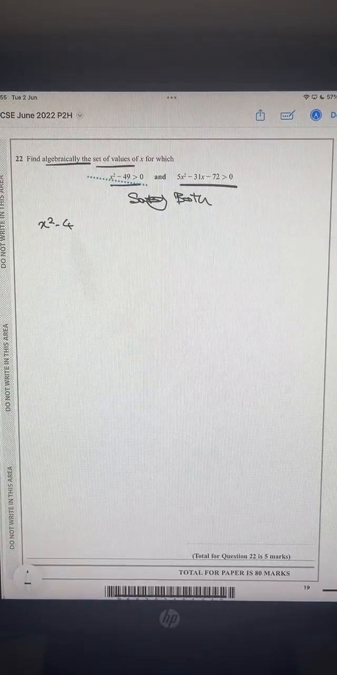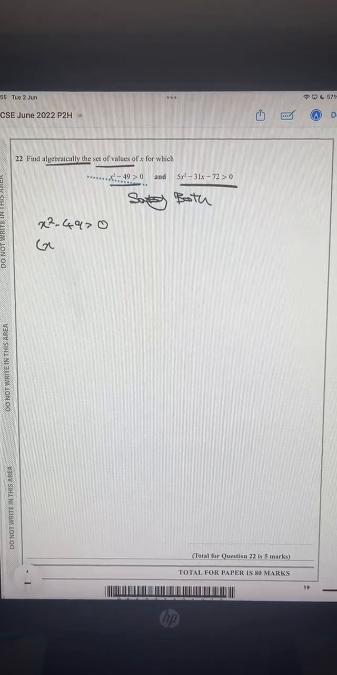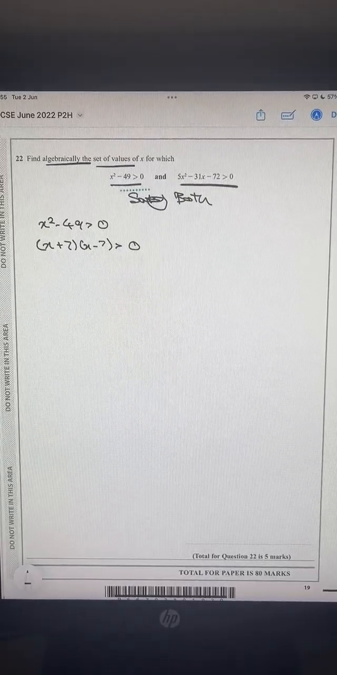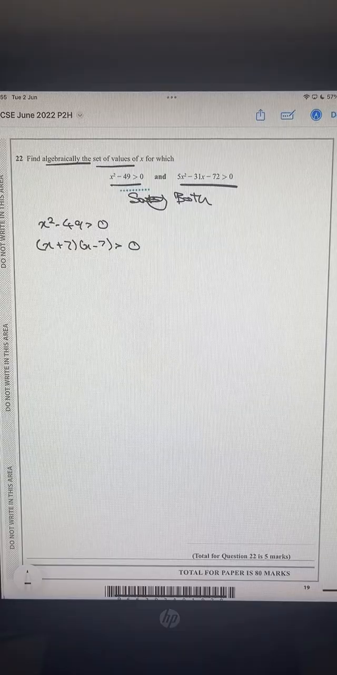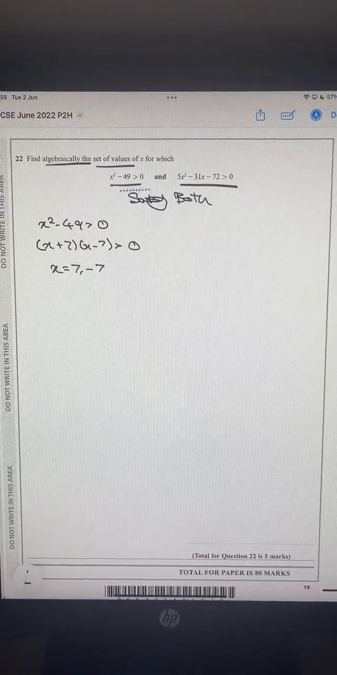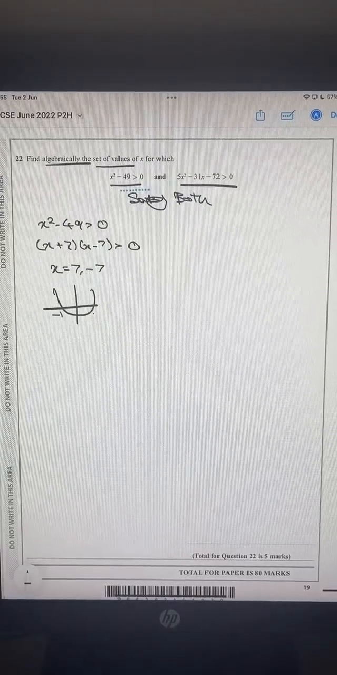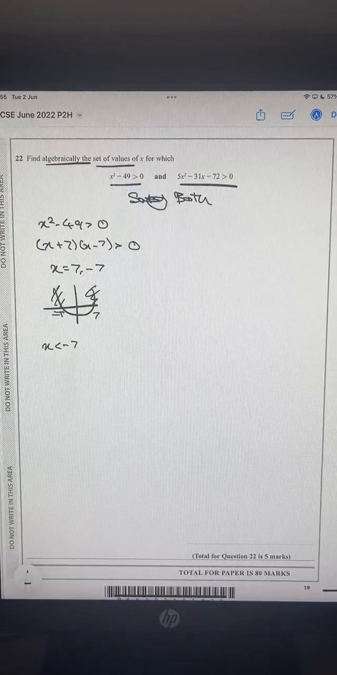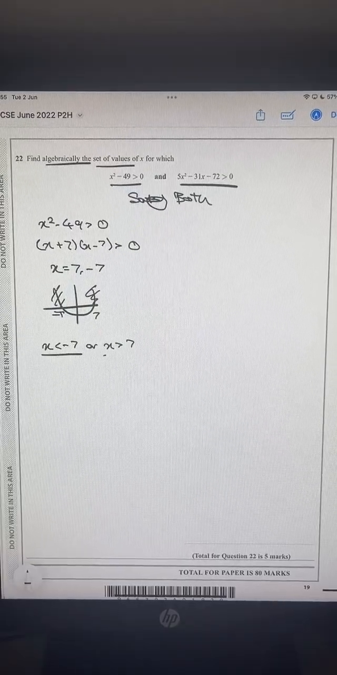So x squared minus 49 is greater than 0. This is a difference of two squares. So x plus 7, x minus 7 is greater than 0. This was in paper 1. I think this was in paper 1 as well, but I'm going to go through it again just for completeness' sake. It may not come up again. It could be a mini version, but you never know. It could be a hard version as well. However, I'm just going through the full paper. So we know that x is equal to 7 or negative 7 from these. So then if I look at that, there's my quadratic, so negative 7 and 7. It needs to be greater than 0, so that's here and here. So therefore, x is less than negative 7 or x is greater than 7. So that's the first part.